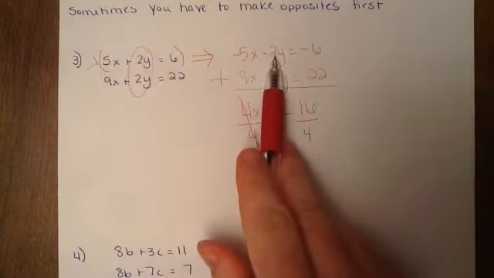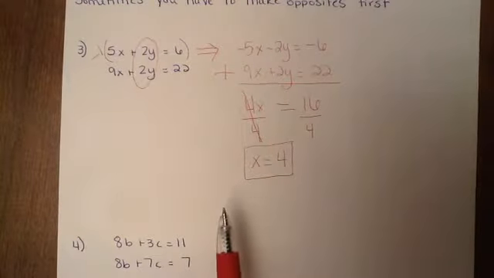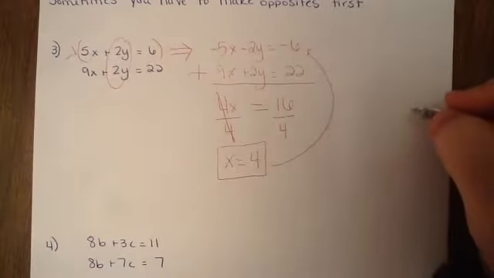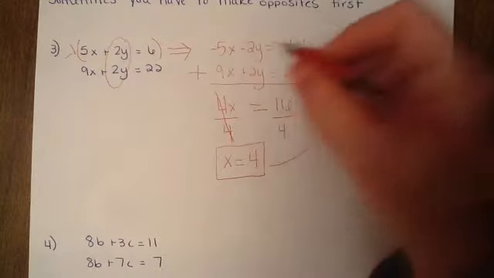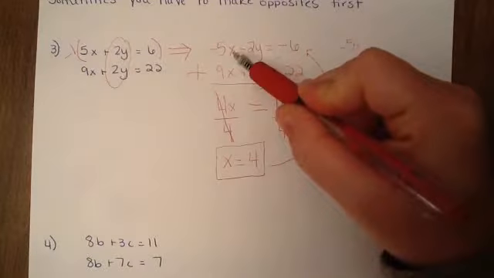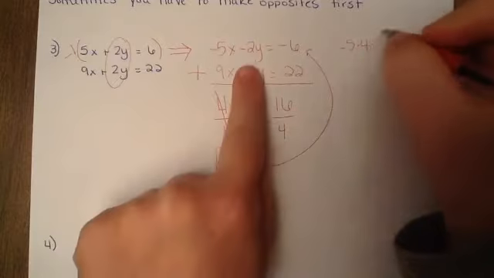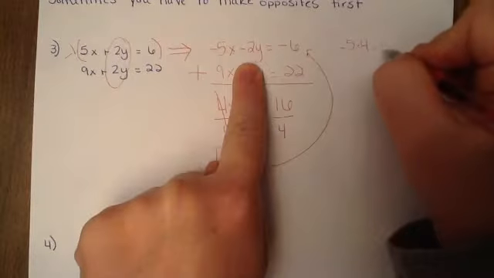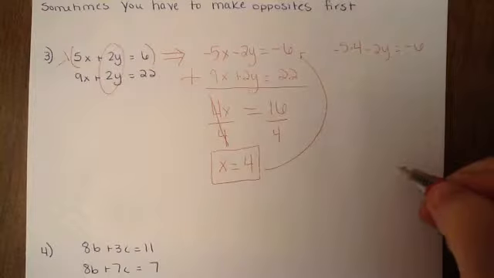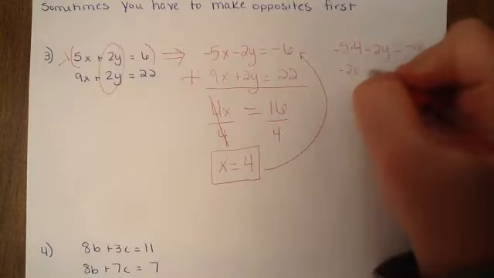Multiply by negative 1 to get opposites, add, and solve. Now what do we need to do? Plug it back in to find y. So if I plug it back into the top, I have negative 5 times x. What am I going to put in place of x? 4. And then finish off this equation. Minus 2y equals negative 6. Negative 5 times 4, negative 20.